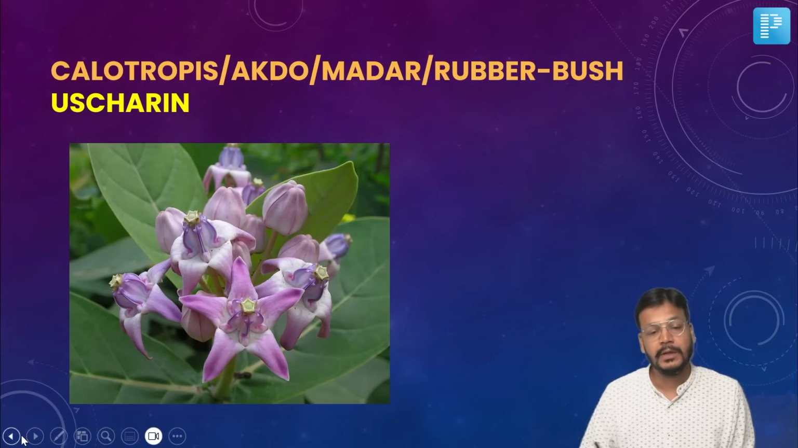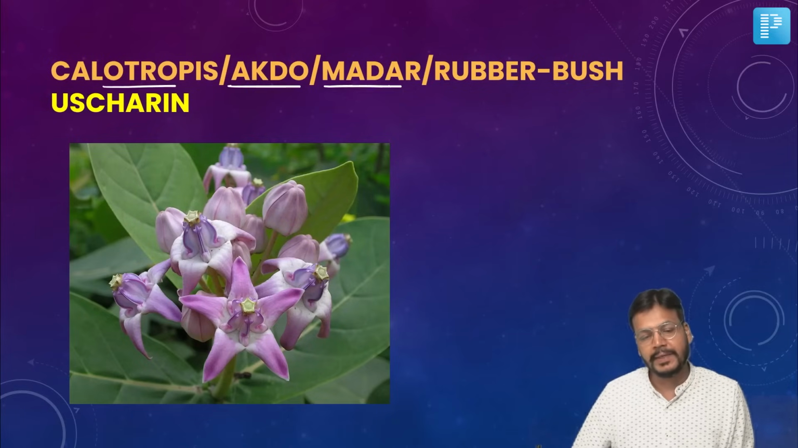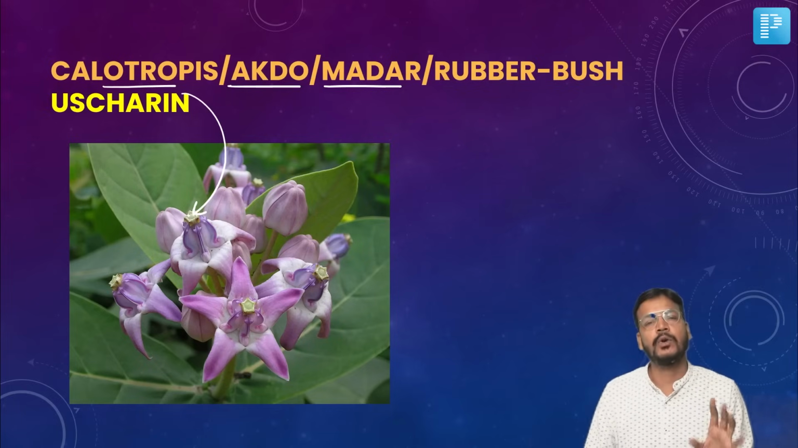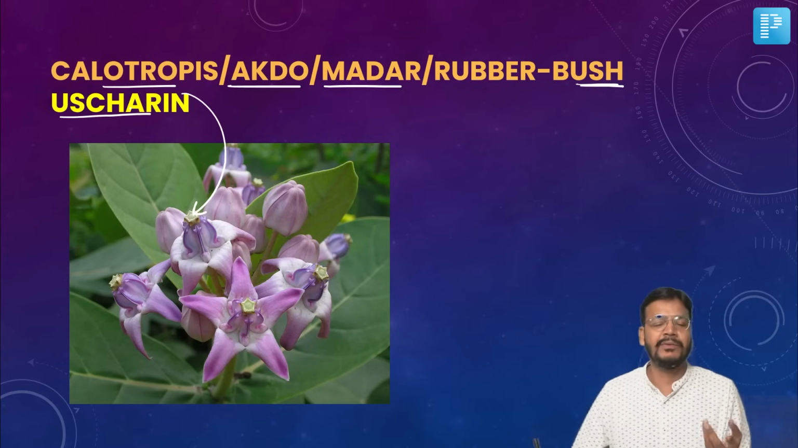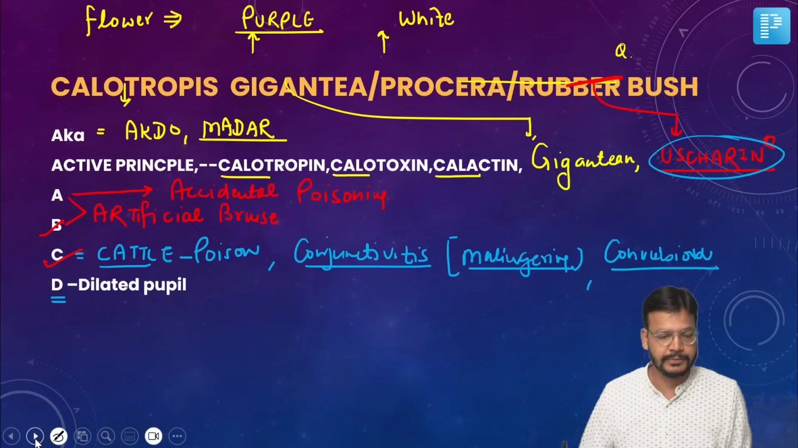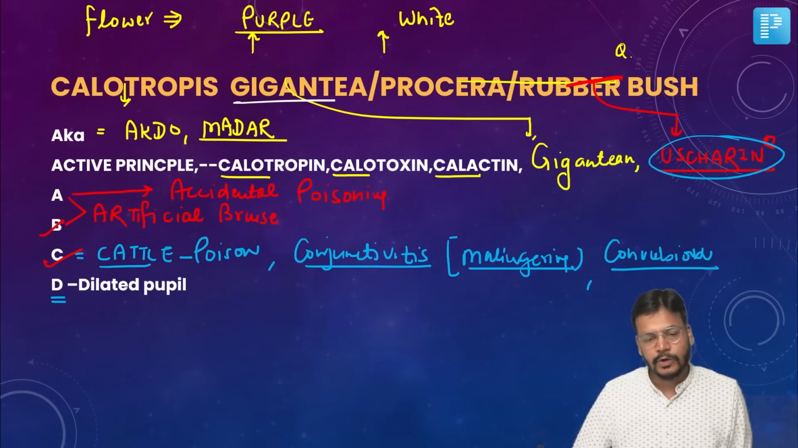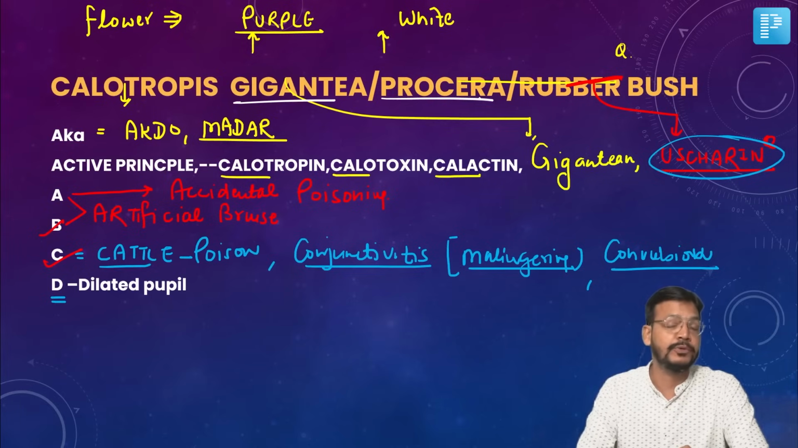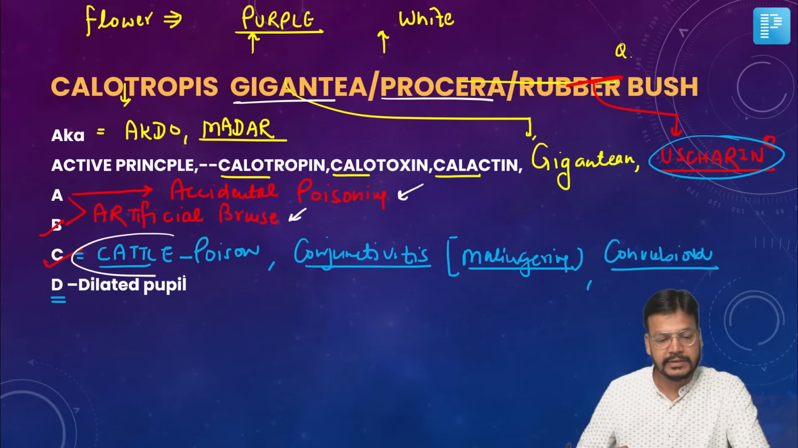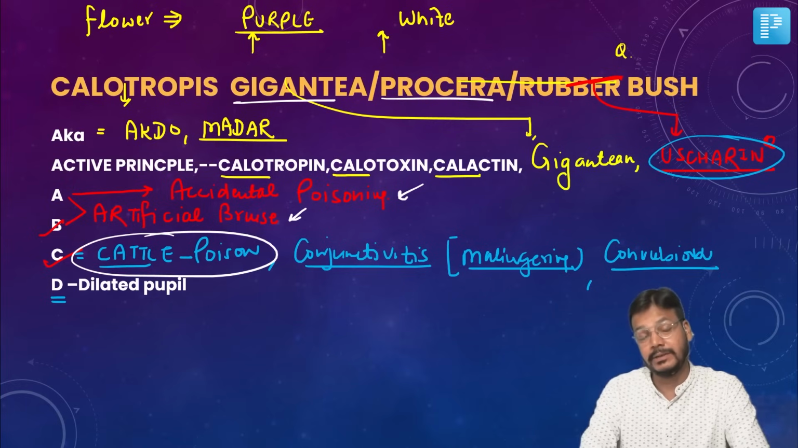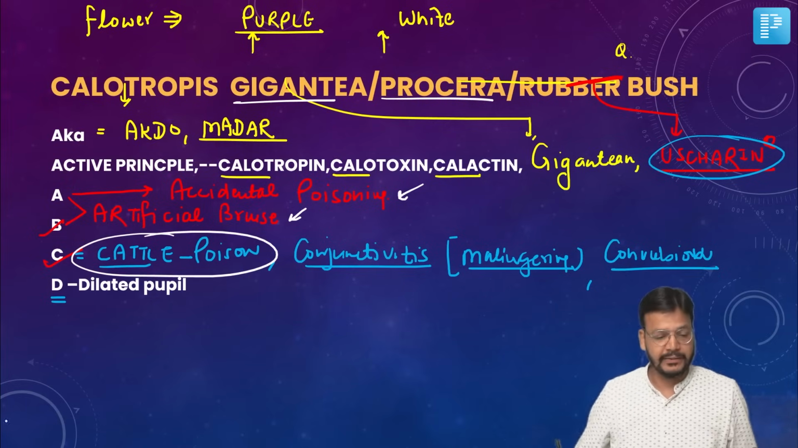This is Calotropis, also called madar. This is a very important plant. It is also known as rubber bush. The active principle is usherin. Another principle is calotoxin, but usherin is the main active principle. This is Calotropis gigantea and Calotropis procera. Procera is white and gigantea is purple. It is used in accidental poisoning and artificial bruise. It's a very common cattle poison. Conjunctivitis and dilated pupil are seen.